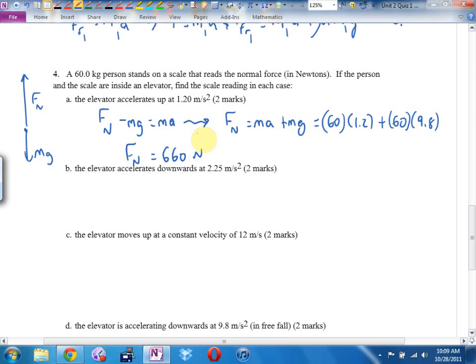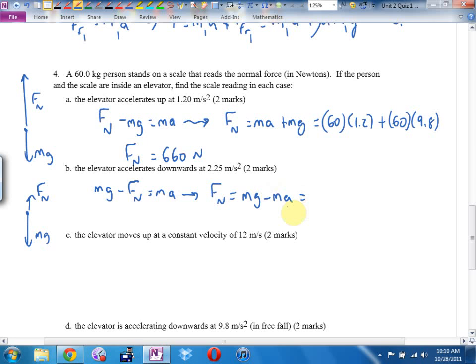660? What if the elevator accelerates downwards? Well, my free body diagram would have mg, and the normal force would be lower because mg is winning. My equation is going to be mg minus normal force equals ma. The normal force is going to be mg minus ma: 60 times 9.8 minus 60 times 2.25.